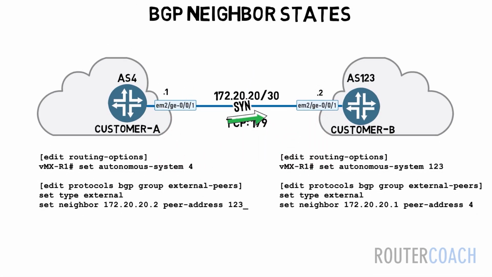Active. BGP will try another TCP three-way handshake to establish a connection with the remote BGP neighbour. If it is successful, it will move to the open state. If the connect retry timer expires, then we move back to the connect state.